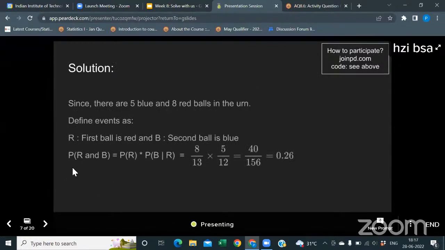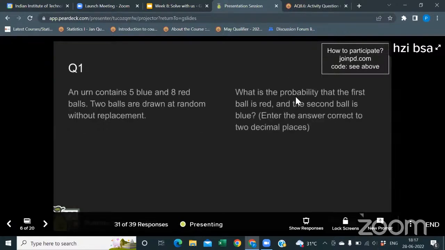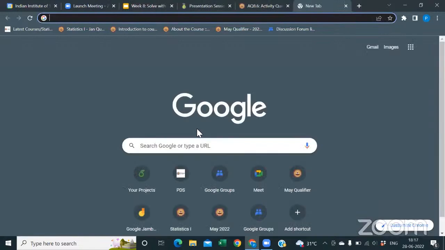Here we have applied the multiplication rule. The first event is that the first ball is red, and the second is blue. Sir, I did the same, but I made it plus, 8 by 13 plus 5 by 12. No, why plus? What is the question? Your question is you have to find the probability that the first ball is red and the second ball is blue, right? It is asking about and.